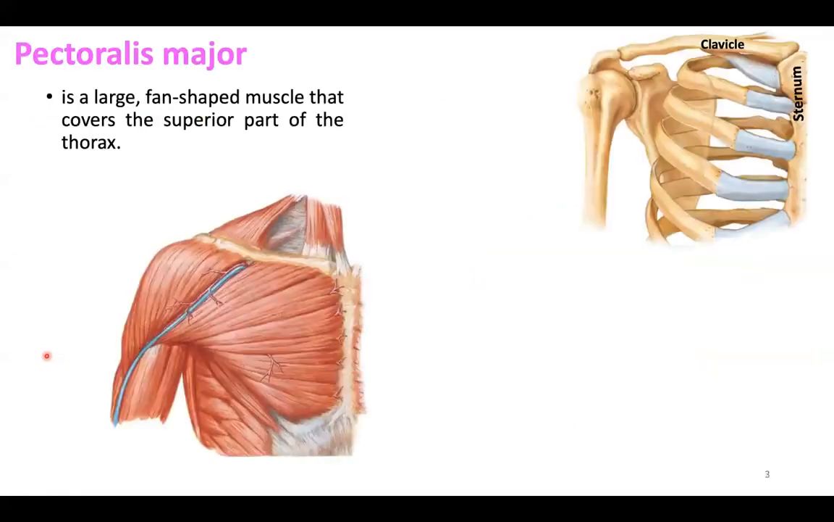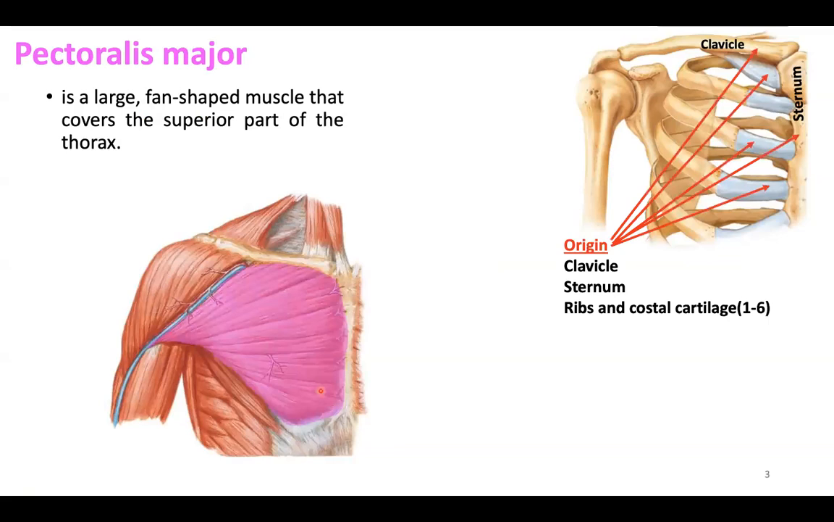First, let's see pectoralis major muscle. Pectoral means chest. Major indicates its size. It's a large fan-shaped muscle that covers the superior part of our thorax. This is the pectoralis major muscle. When we see its origin, it originates from the sternum, clavicle, and from the costal cartilage of ribs, and is inserted into the intertubercular groove of humerus.